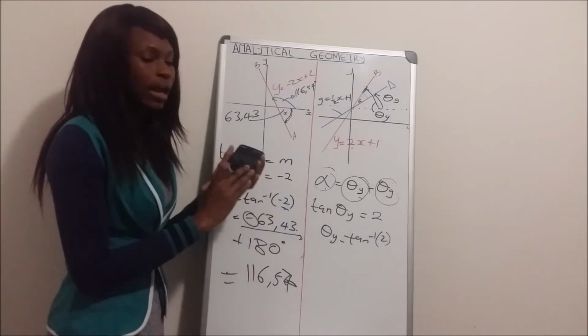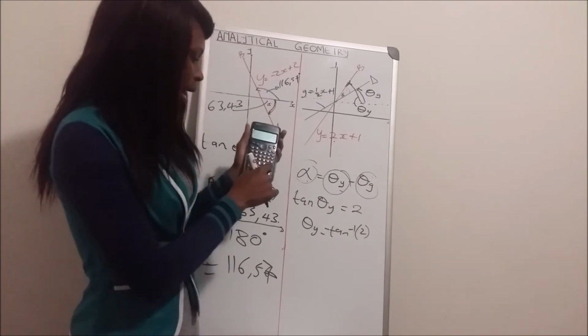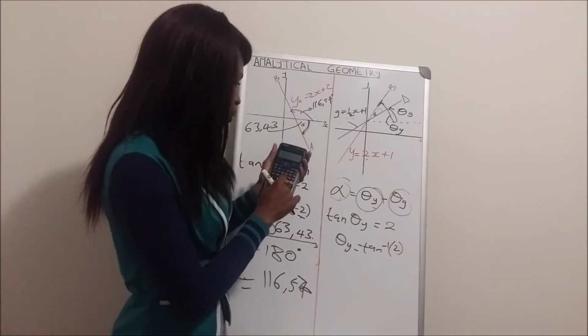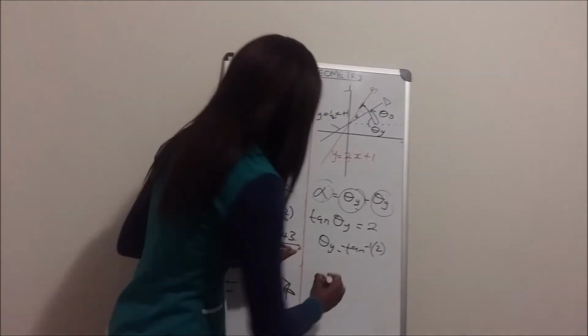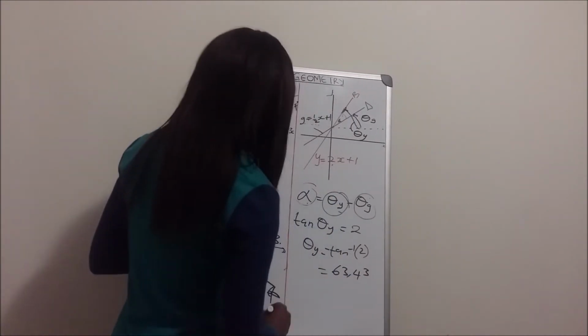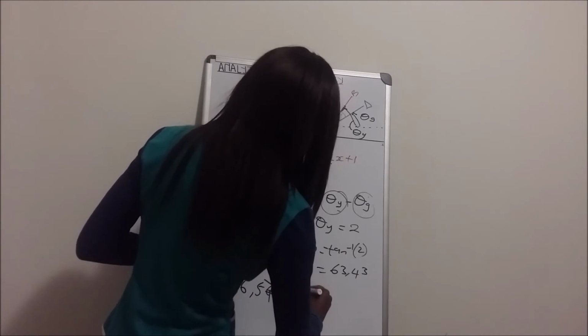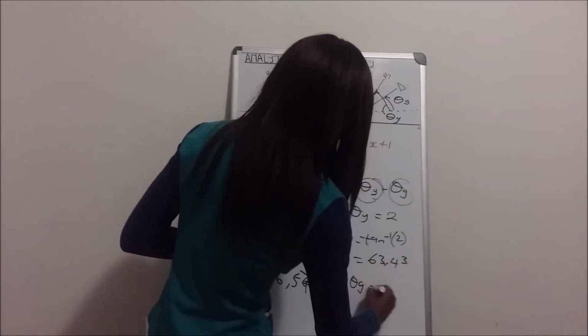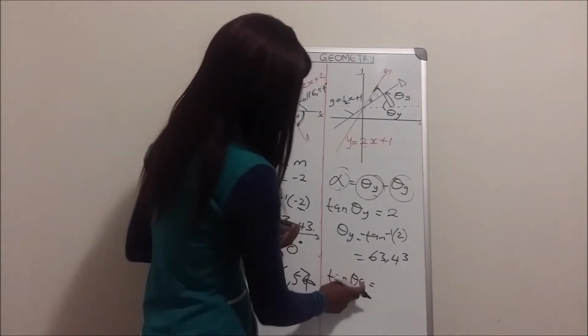Remember, if you are using a casual calculator like mine, what you have to do is press shift and then tan and 2. That will give you 63.43.